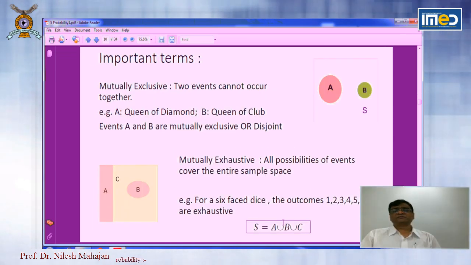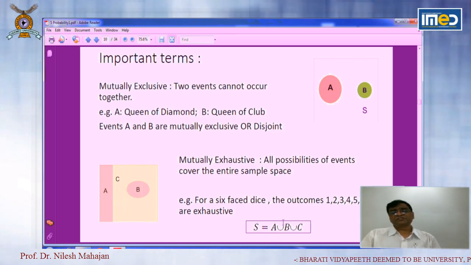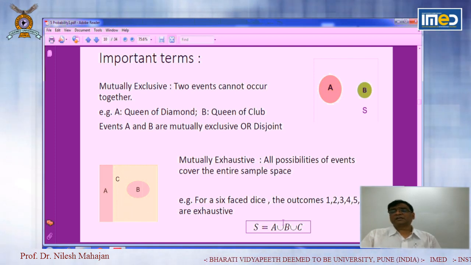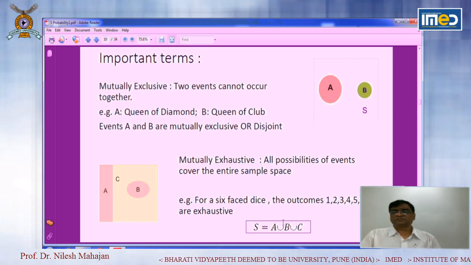Now the next definition is mutually exclusive. Two events cannot occur together. Example, Queen of Diamond and Queen of Club cannot occur together. Events A and B are mutually exclusive or disjoint. According to the diagram also they show A and B. The next diagram is mutually exclusive.